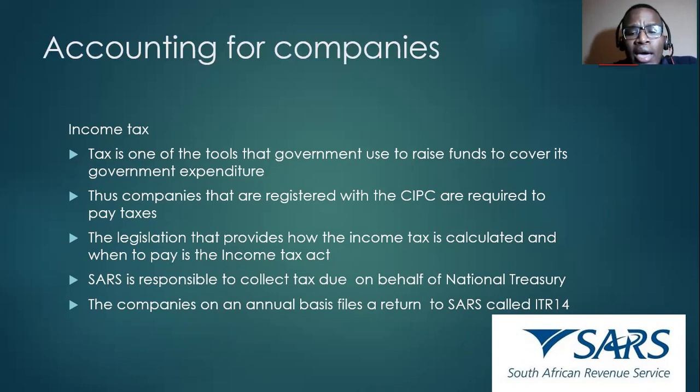So how companies pay tax is that they have to file a return called the ITR14, right? They file this return on an annual basis. In its simplest form, it's saying, this is us, the company, this is how much we've made, and this is the tax that is going to be paid to you, meaning SARS, right?